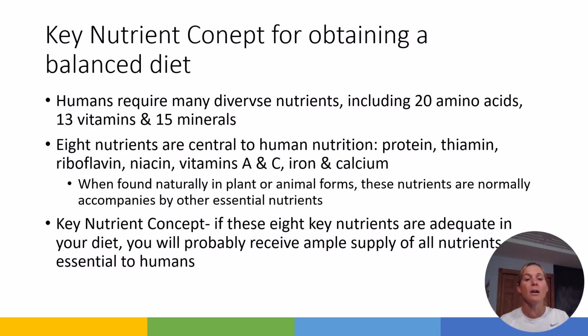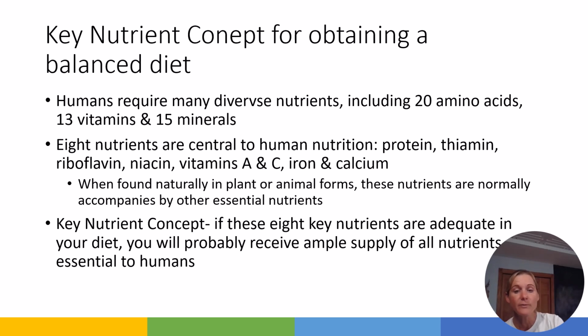Okay, so we think about this key nutrient concept, the key nutrient concept for obtaining a balanced diet. Humans require many diverse nutrients, including 20 different amino acids, 13 vitamins, and 15 minerals. Okay, 8 nutrients are central to human nutrition. These nutrients we've identified as the top tier, the most important things that we need to make sure we get every day: protein, thiamine, riboflavin, niacin, vitamins A and C, iron, and calcium.